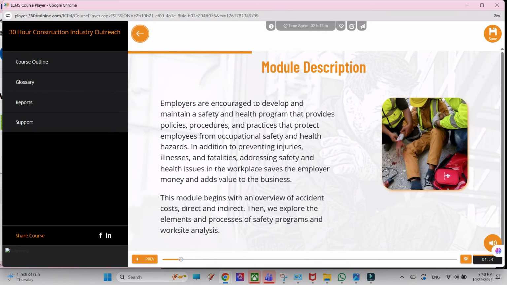Module Description. Employers are encouraged to develop and maintain a safety and health program that provides policies, procedures, and practices that protect employees from occupational safety and health hazards. In addition to preventing injuries, illnesses, and fatalities, addressing safety and health issues in the workplace saves the employer money and adds value to the business.